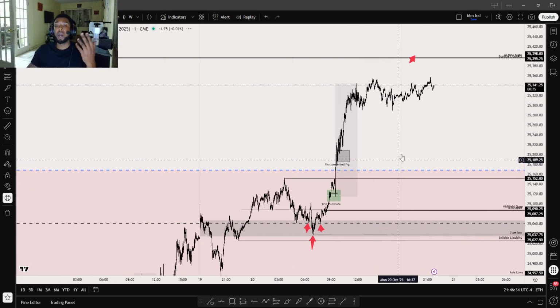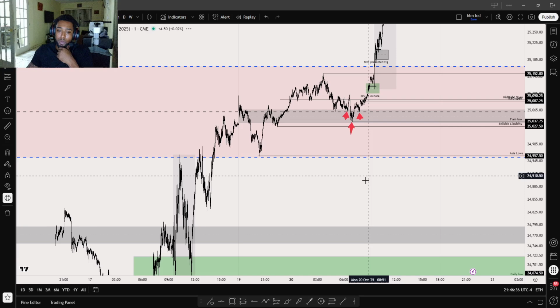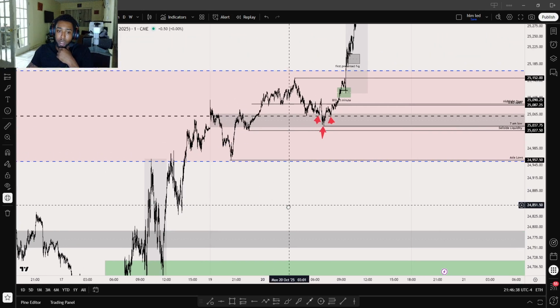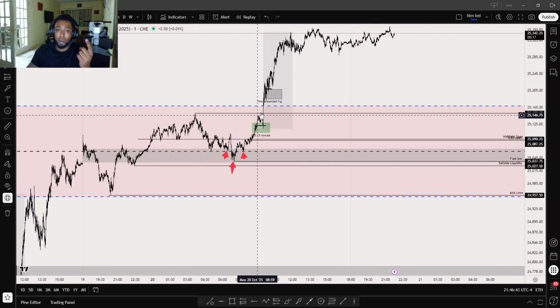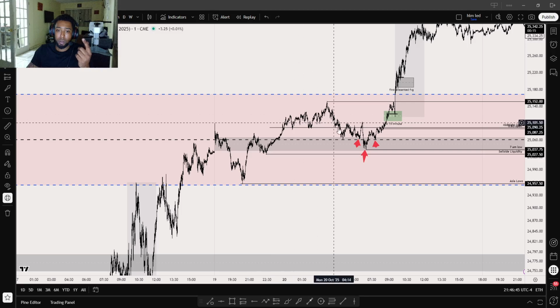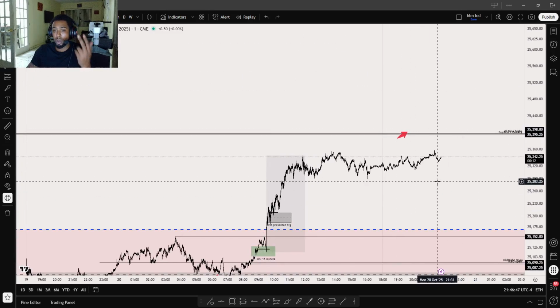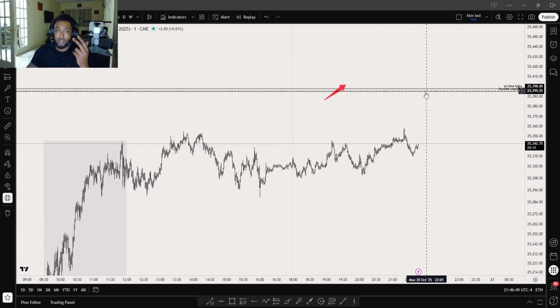So that's what I was expecting today. I thought it was going to come down and come a little bit lower first, maybe taking out these double lows before it went up higher, but the market literally just ran up and kept running up because we're so close to all-time highs. All-time highs are literally right here.